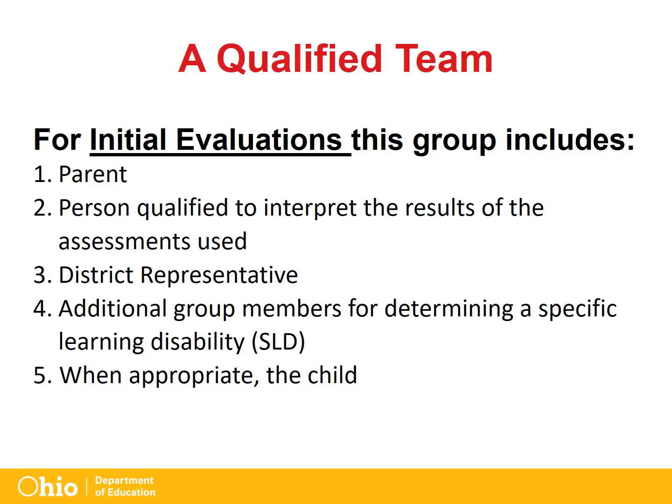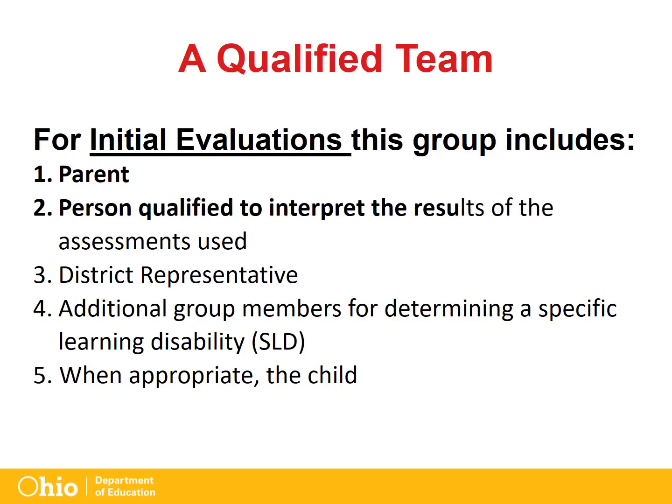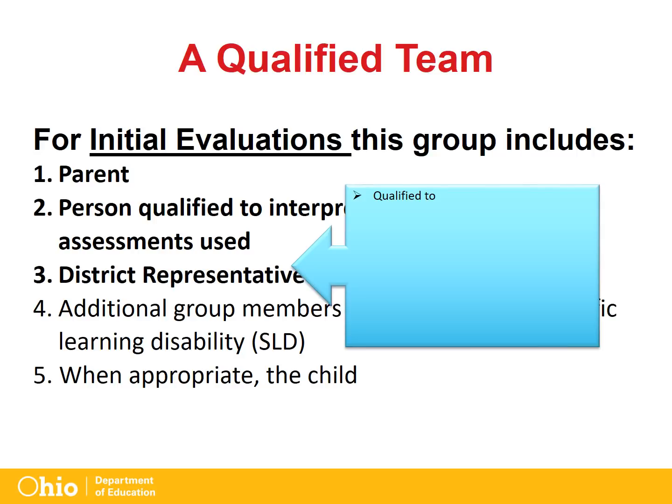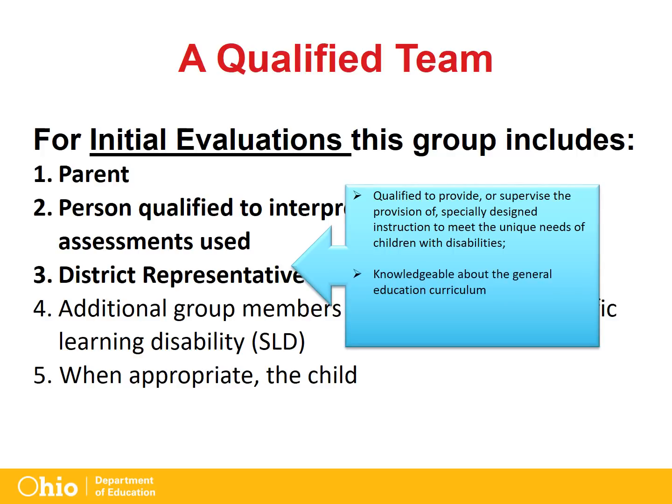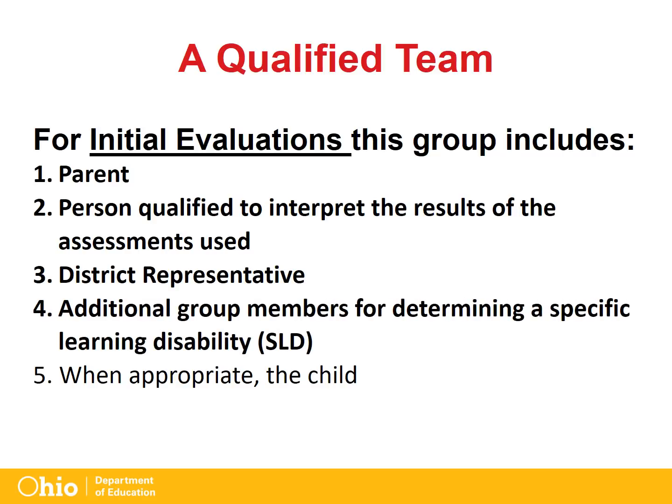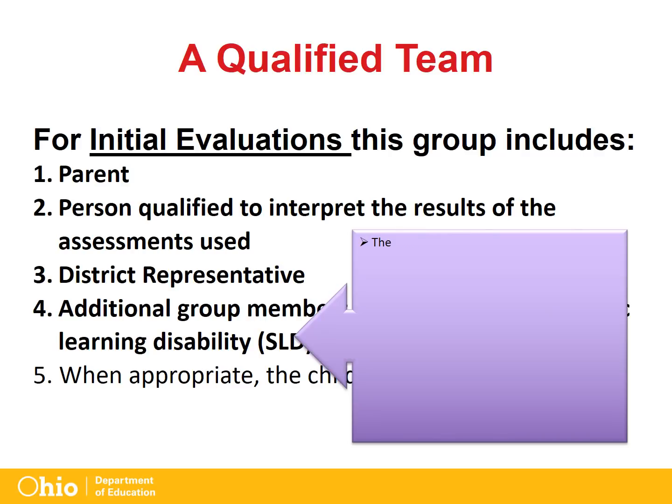For initial evaluations, this group includes: number 1, parent; 2, person qualified to interpret the results of the assessments used; 3, a district representative who is qualified to provide or supervise the provision of specially designed instruction to meet the unique needs of children with disabilities, knowledgeable about the general education curriculum, and knowledgeable about the availability of resources of the school district.